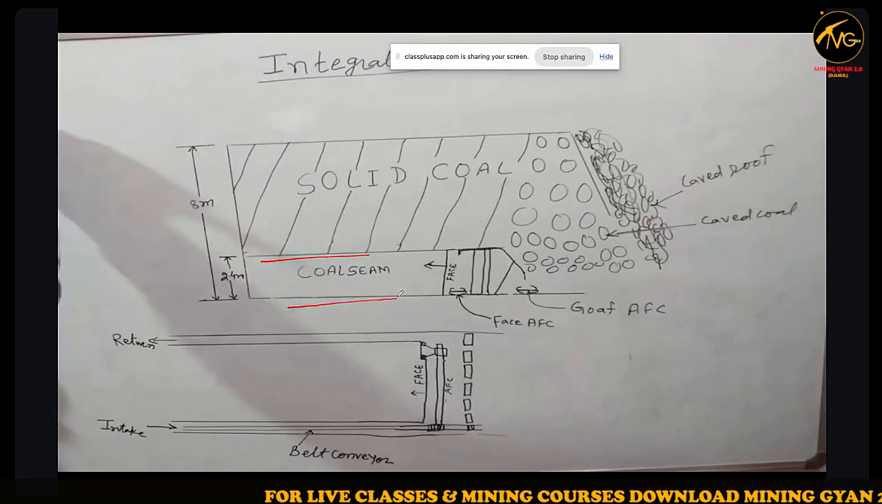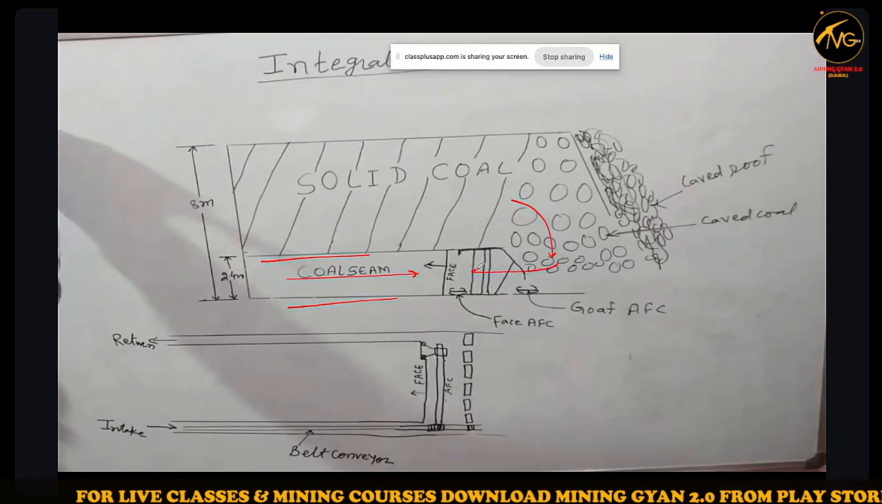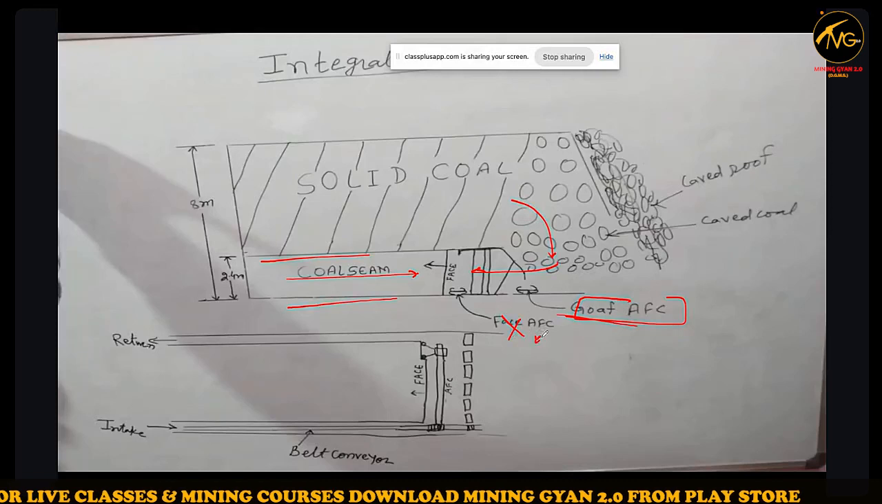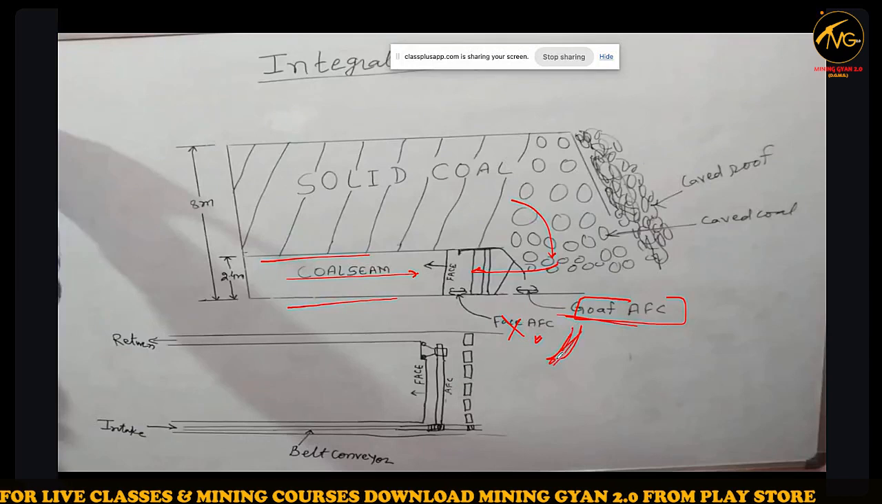So we only use two slices. We will use the long wall retreating method, and it will cave. We will extract from the GOF AFC. When we are using the GOF AFC, we will not use the face AFC, because we cannot use these two conveyors simultaneously.